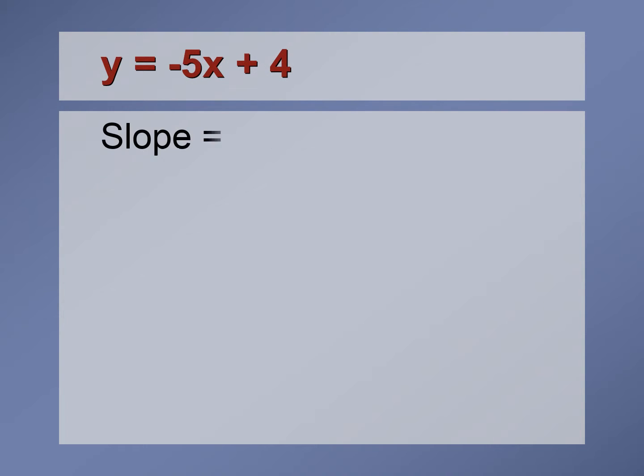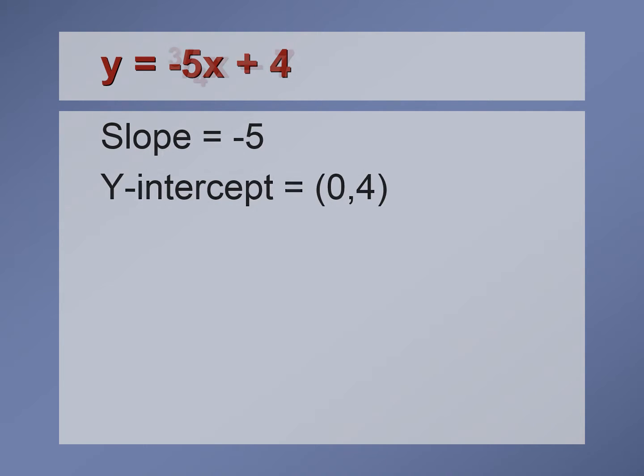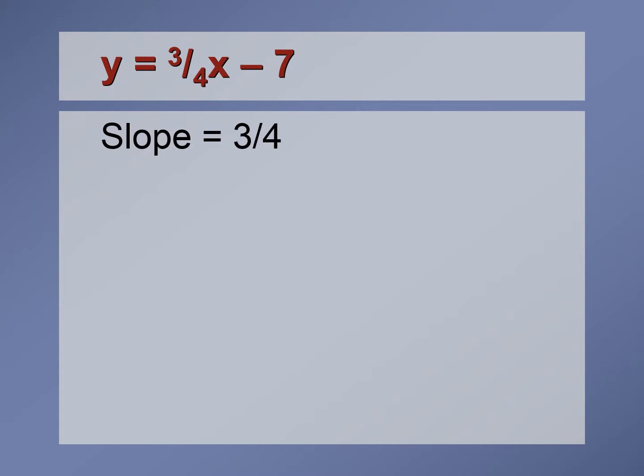For this one, our slope is -5, and our y-intercept is 0, 4. This one, our slope is 3/4, and this time our y-intercept is going to be negative because our b value is negative, because it's -7.